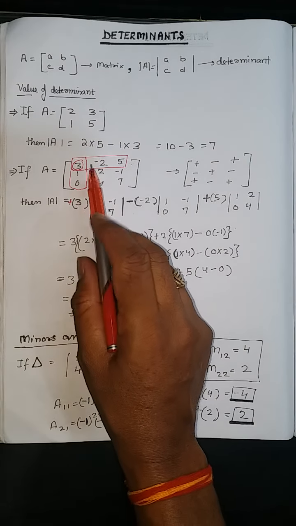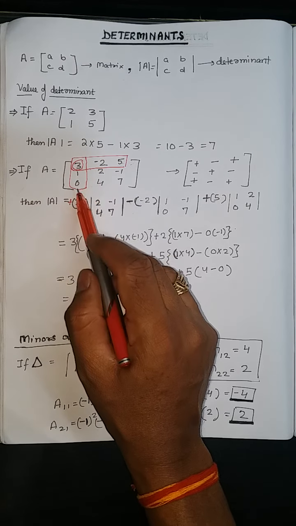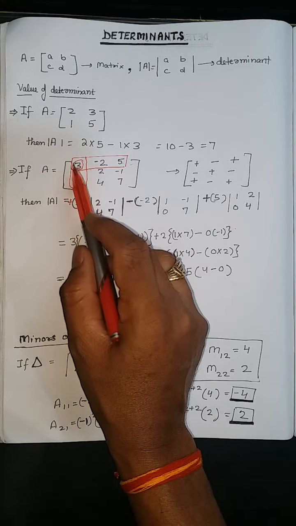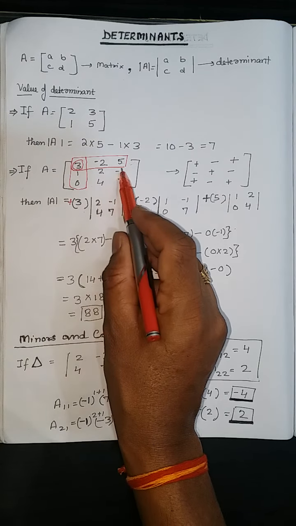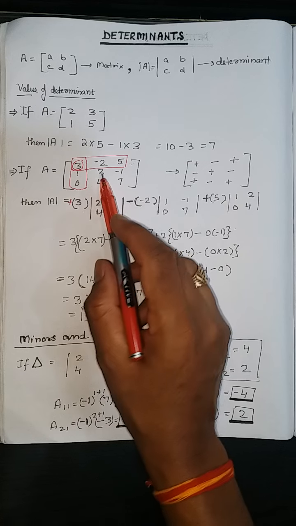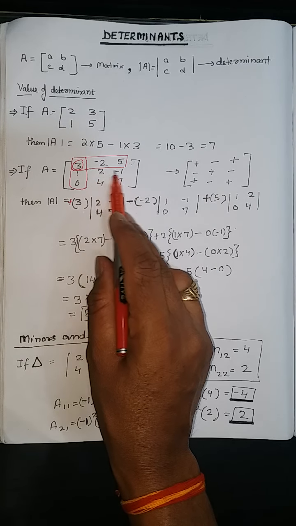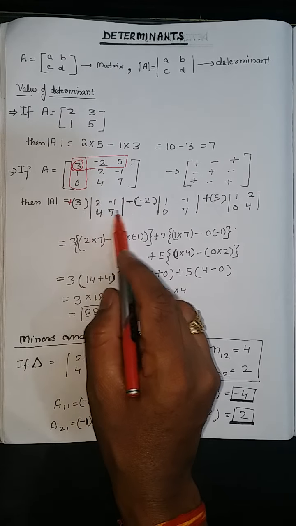So we have to take the leftover numbers, leaving this row and this column which is contained in 3. So we are left with 4 numbers. You will be given only 3 by 3 order, not more than that. So write the 4 numbers 2, -1, 4 and 7.